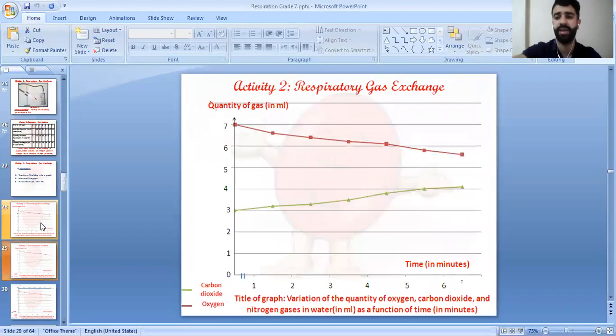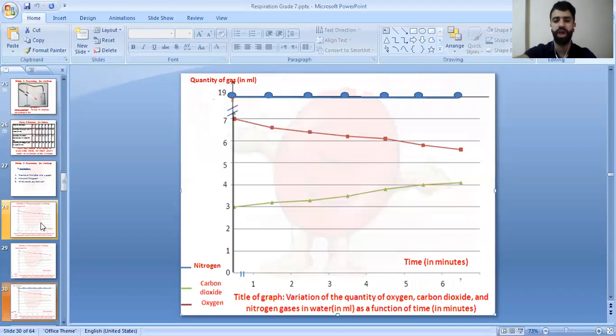The one that is increasing is carbon dioxide, and the one that remains constant is nitrogen. Don't forget to give the title. The title of the graph is: variation graph showing the variation of the oxygen, carbon dioxide, and nitrogen gases in water in milliliter. You have to mention the unit, as a function of time in minutes.